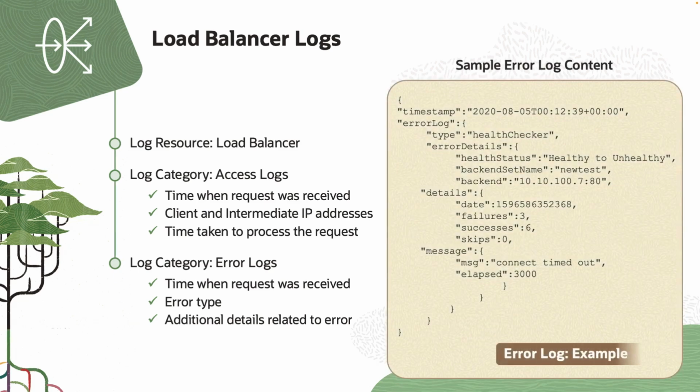Here is an example of the data section in an error log. The type is a health checker, and it is a test that checks the availability of backend servers. You can see the error details with health status changing from healthy to unhealthy, the backend server IP address and the HTTP port, the total number of failures, and the log message body saying the connection has timed out.